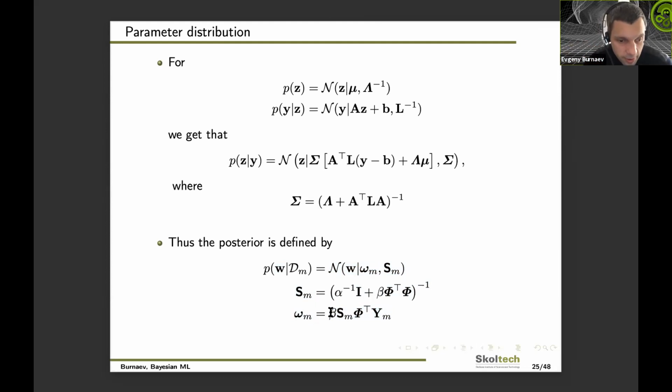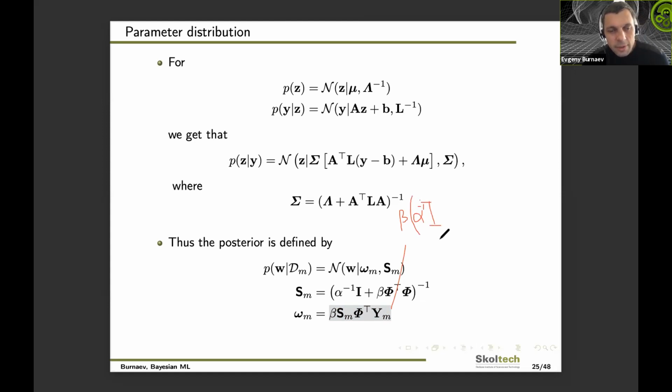Let's look in more detail at these expressions. It's obvious that this expression here is almost exactly the expression which we got in the case of the regularized least squares regression. Why? It's because the matrix S_m here is equal to this, and so this expression here is beta multiplied by alpha to the power minus 1 times I.